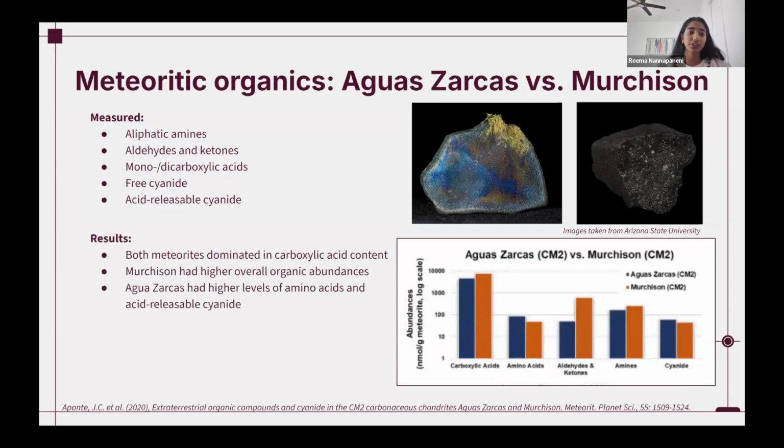So, in terms of the results, the researchers found that both meteorites dominated in carboxylic acid content, almost 2 magnitudes greater than any of the other organics that they found. Murchison overall had higher organic abundances, but Aguas Zarcas comparatively had higher levels of amino acids and acid releasable cyanide. But despite these differences in absolute concentration, relatively, they demonstrated the same molecular distributions. The authors argued that these similarities are consistent with the fact that the meteorites most likely experienced similar formation and alteration processes, which once again points to the idea that environment strongly drives product formation.